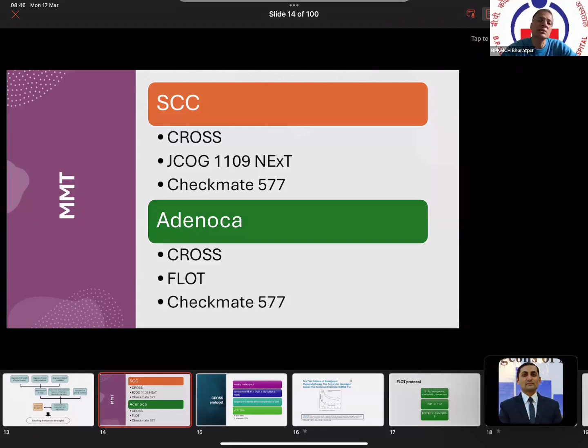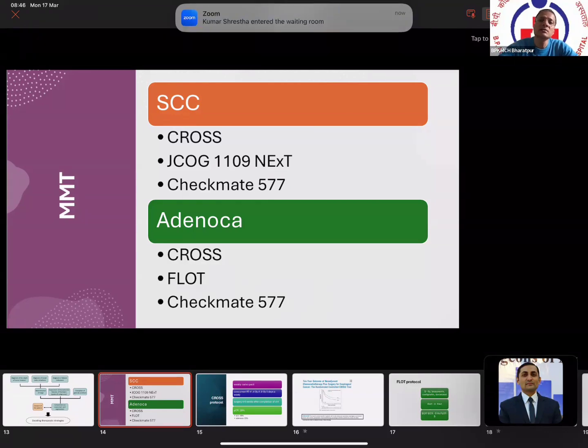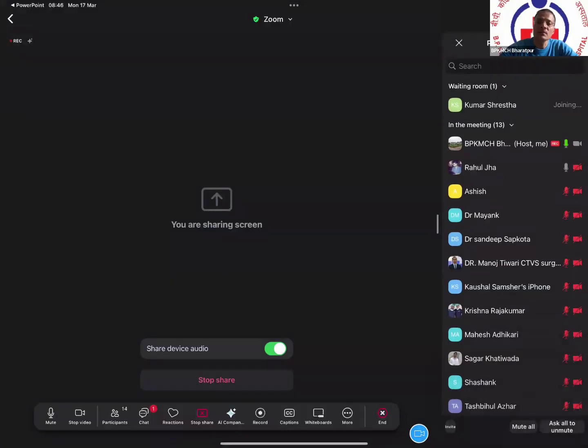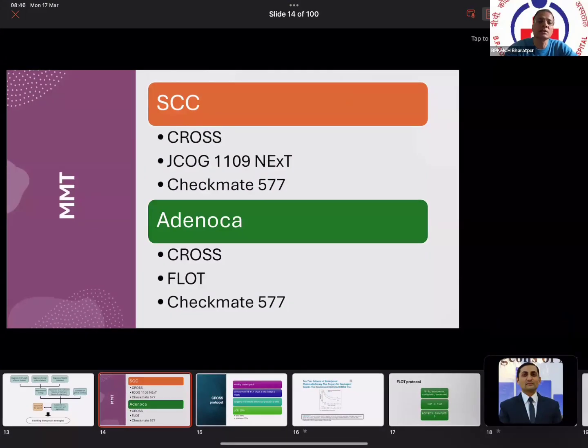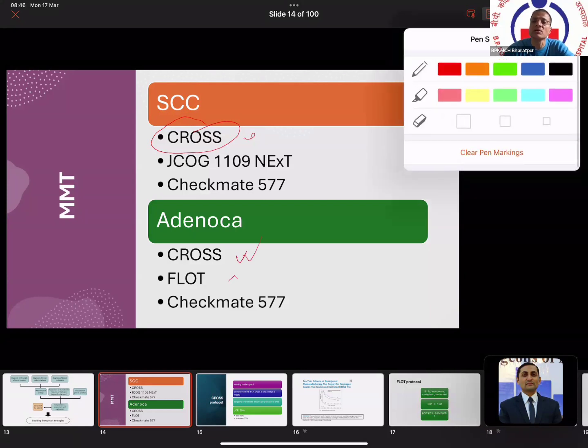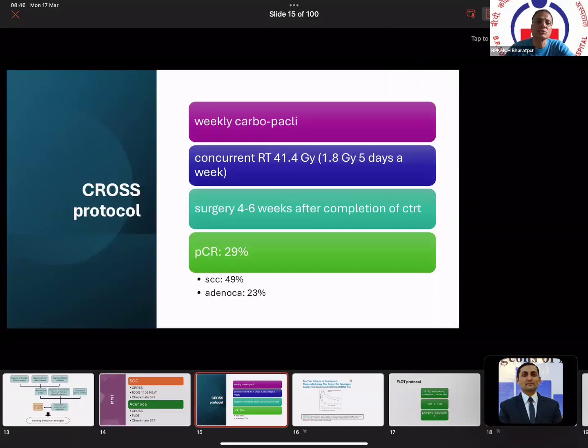So for the squamous cell carcinoma, it is the CROSS trial. Just a second, sir. So the CROSS trial is the landmark trial for esophageal cancer. There is the Japanese trial, the JCOG 1109 trial, and the CheckMate, because this is the era of immunotherapy and esophageal cancer is not away from immunotherapy. For the adenocarcinoma, again, the CROSS trial comes true. Then comes the FLOT trial, and indeed there is the CheckMate trial also for the adenocarcinoma.